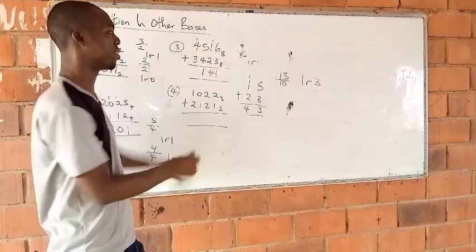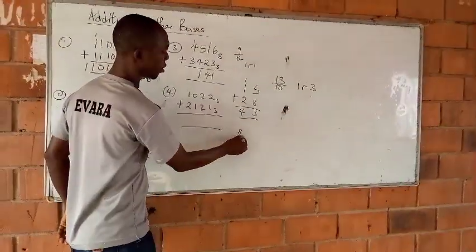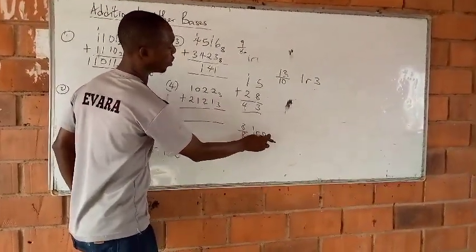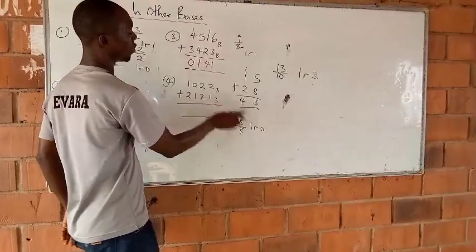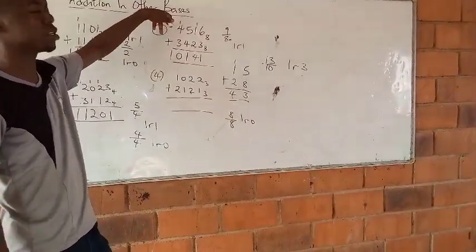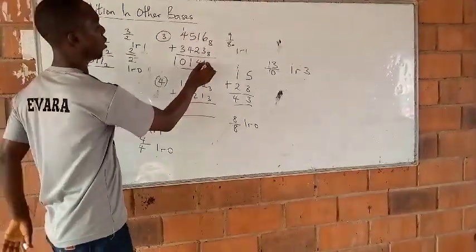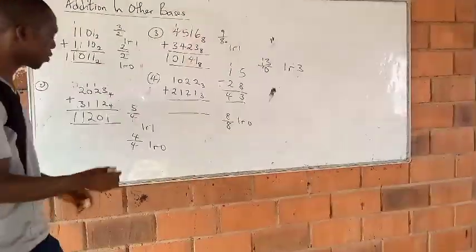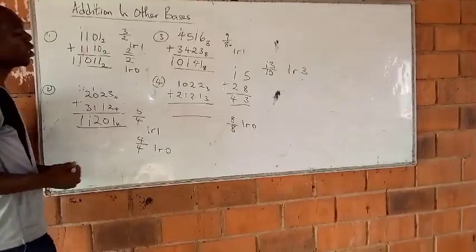So I can't write 8. I have to divide it by 8. That is 1 remainder 0. I'll write this remainder 0 first. Then this other one, I'll bring it here because there's no other thing for me to add. So our answer is in base 8. This is in base 4.